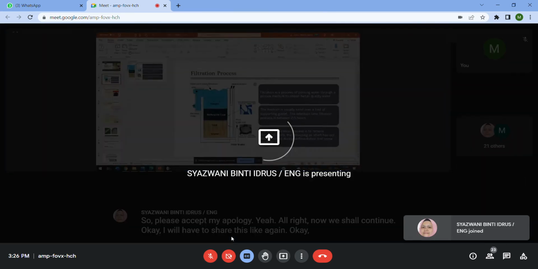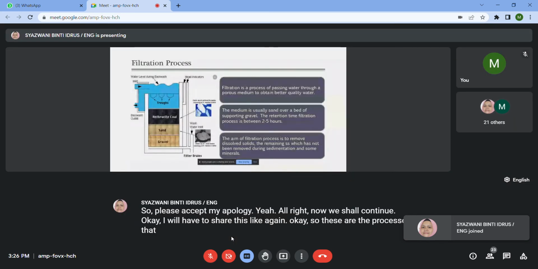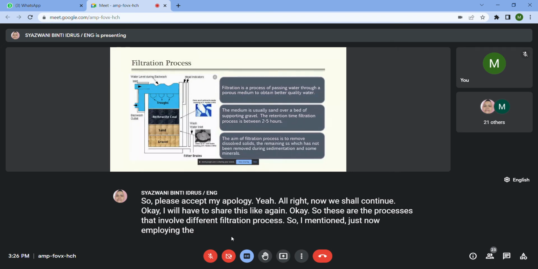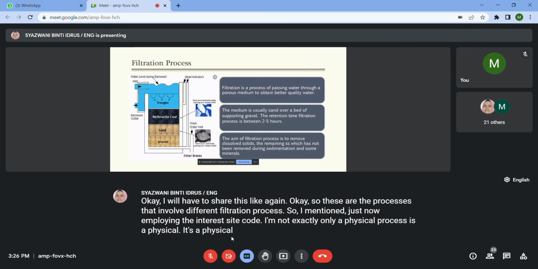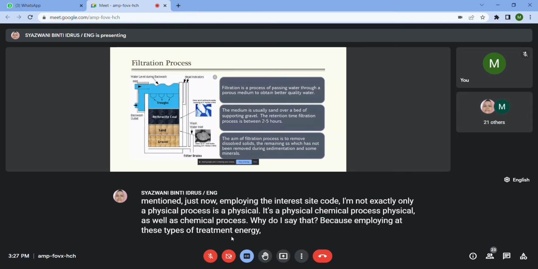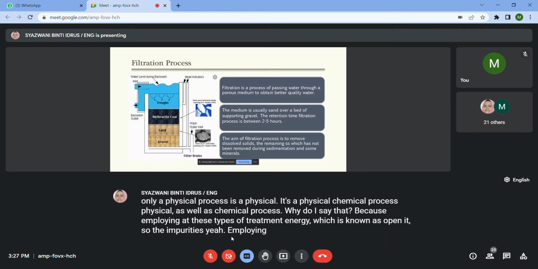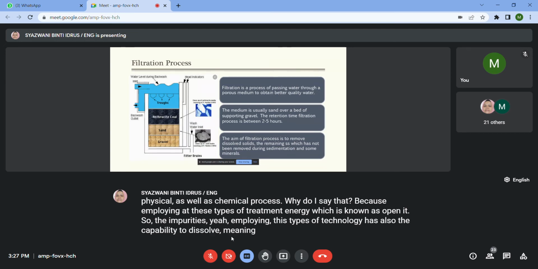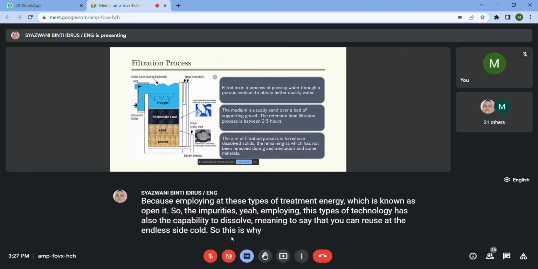Okay, so these are the processes involved during the filtration process. I mentioned just now that employing the anthracite coal is not only a physical process. It's a physico-chemical process, physical as well as chemical. Why do I say that? Because employing this type of treatment technology, known as adsorbent, it will absorb the impurities. This type of technology also has the capability to be regenerated, meaning that you can reuse the anthracite coal. So this is why they are part of the system.